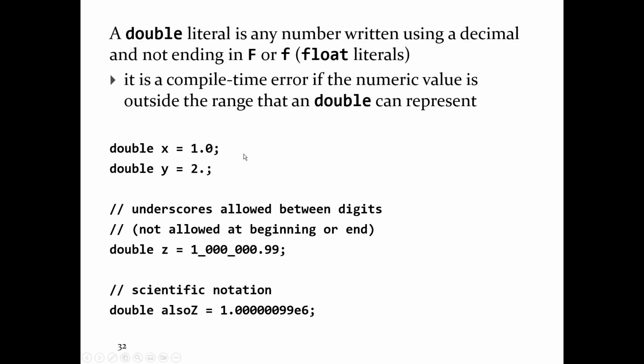Right, so there is an example of some double literals. You can use underscores in a double literal as well. You can also use what's called scientific notation. If you haven't seen this before, you can write down a number, possibly containing a decimal. It doesn't have to. You write down some number, and then the letter E, and then some integer value. That E means times 10, and then that's the integer exponent. So this is 1.000000099 times 10 to the power 6. This is common in scientific and engineering applications.